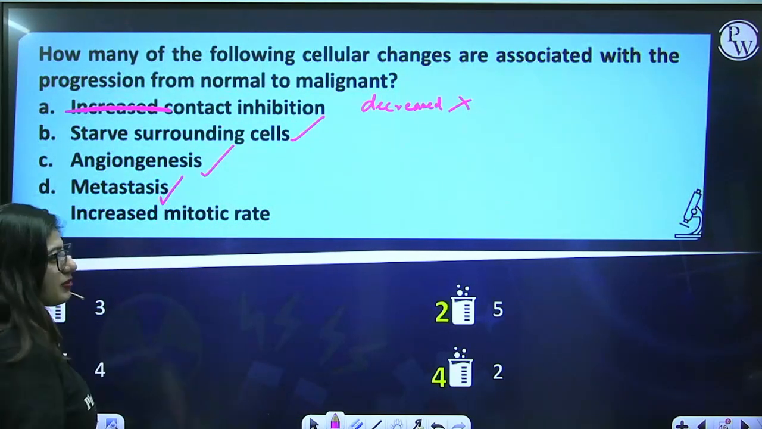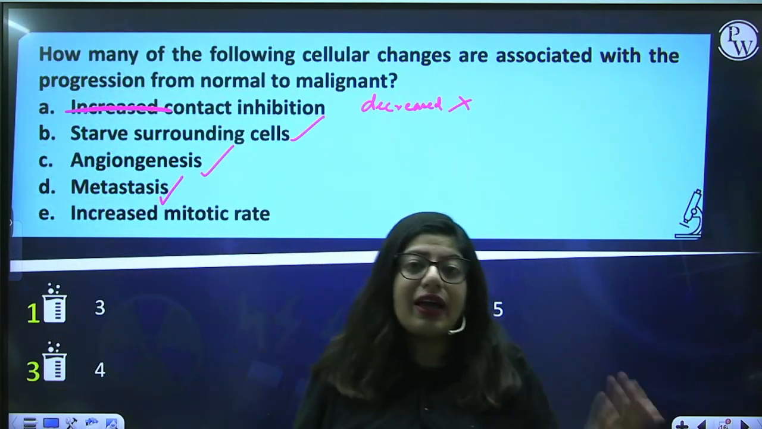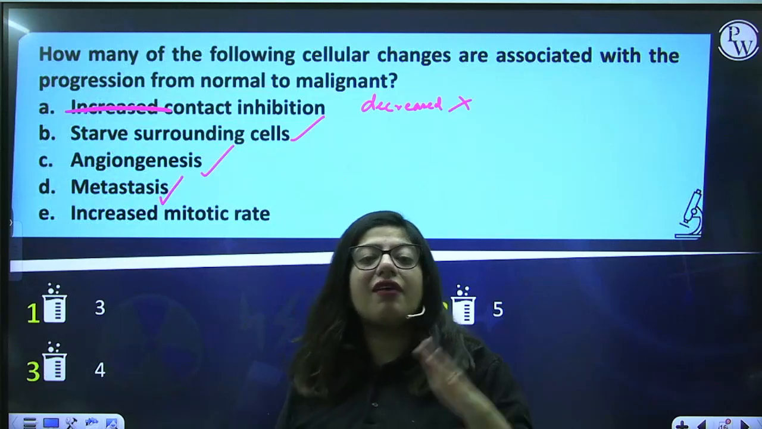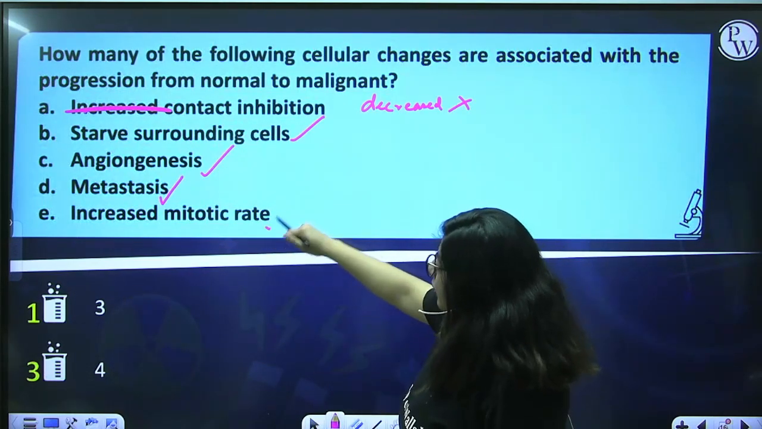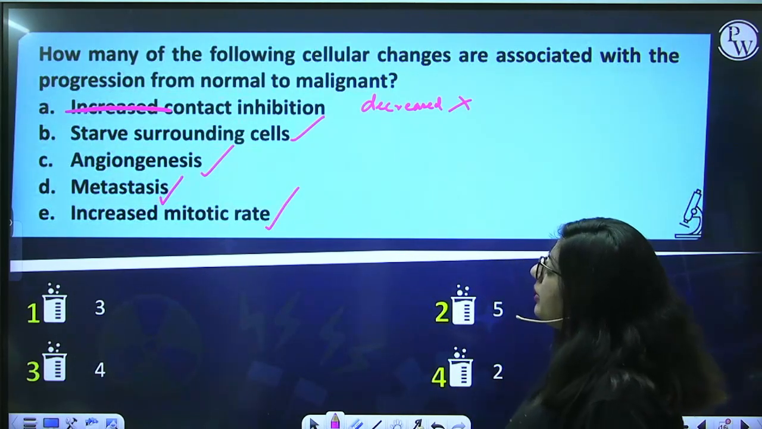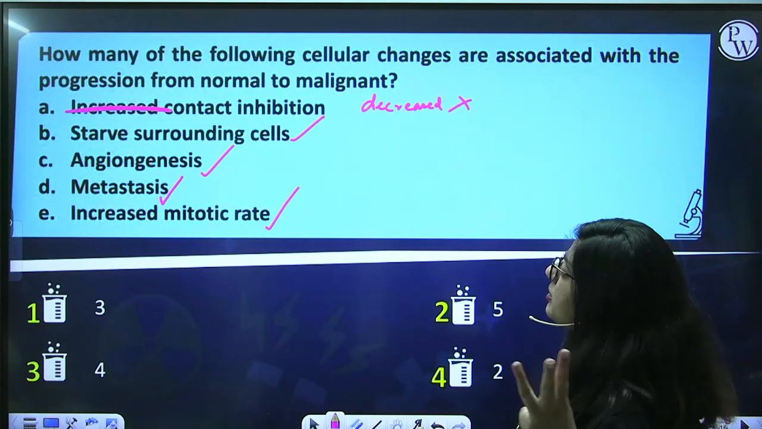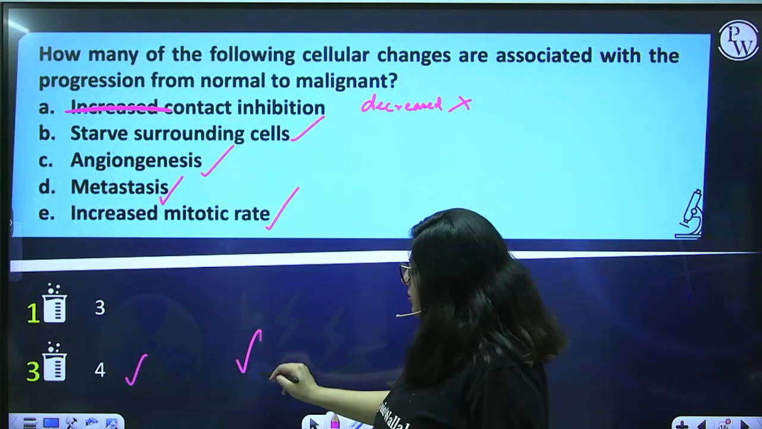Metastasis, yes. Malignant is a type of cancer where cancer cells have a property to migrate. So that's metastasis. Yes, they have an increased mitotic rate. Rapid divisions take place. So B, C and D, three statements are correct. So the answer is 3.